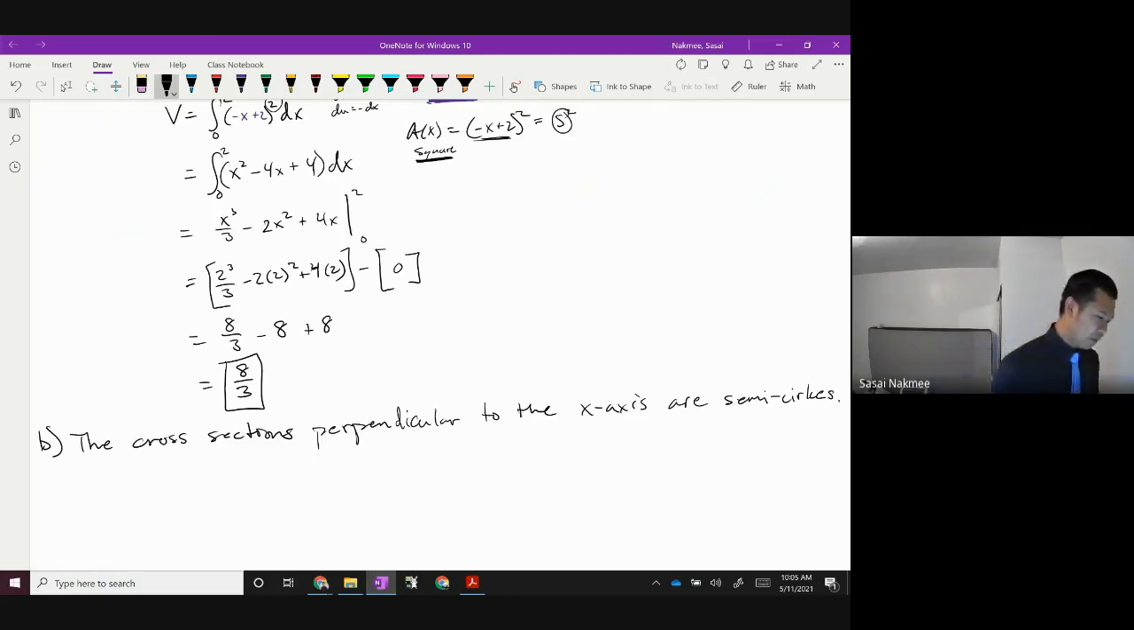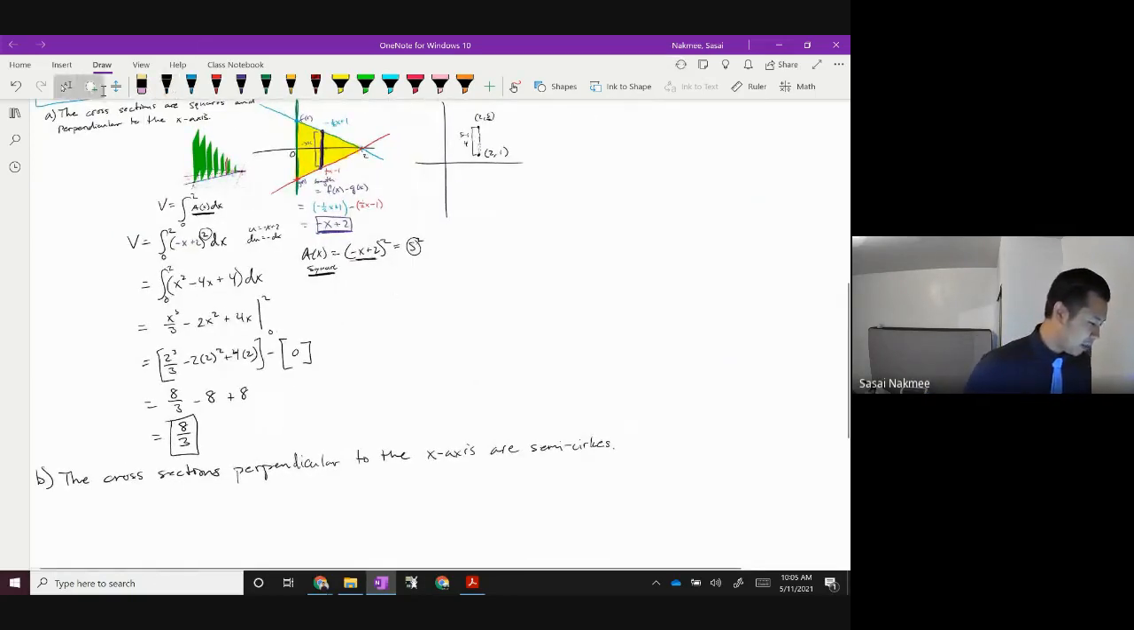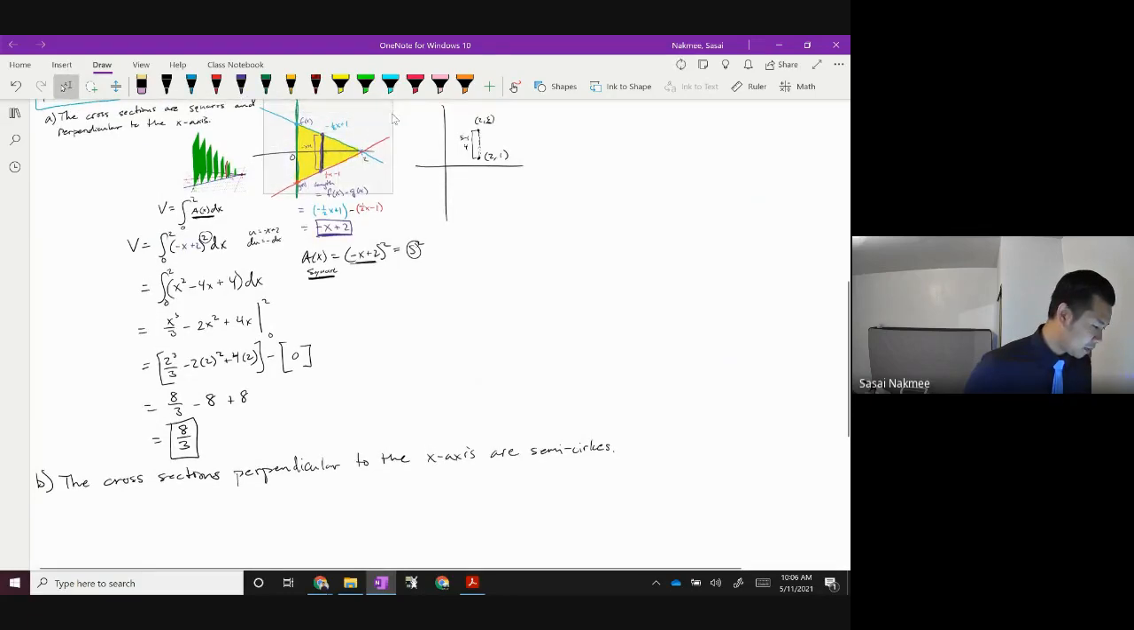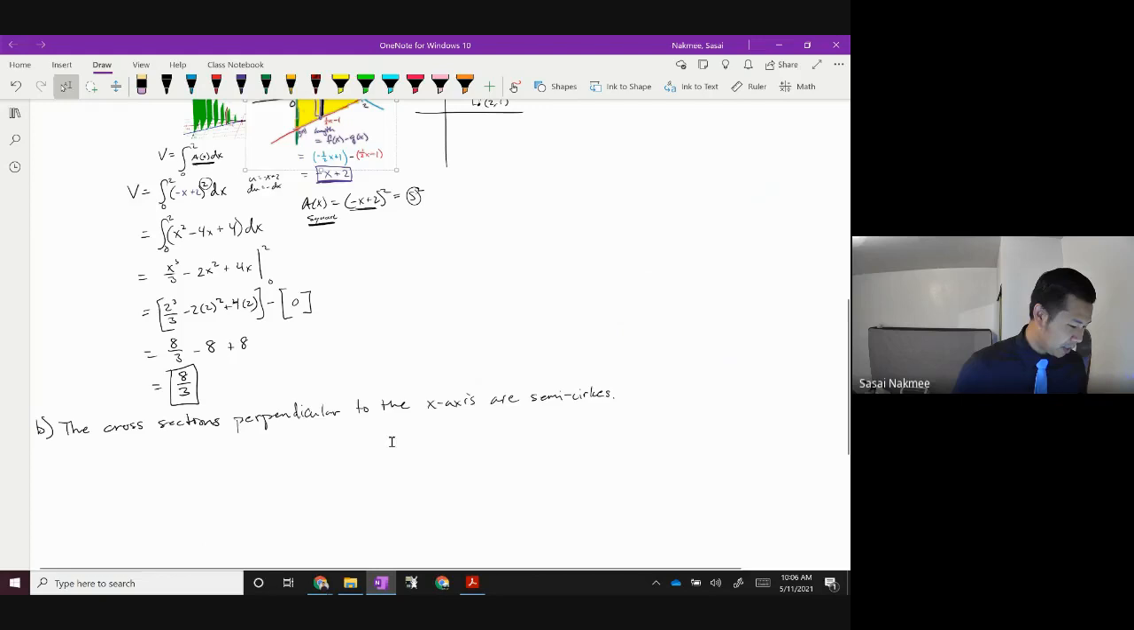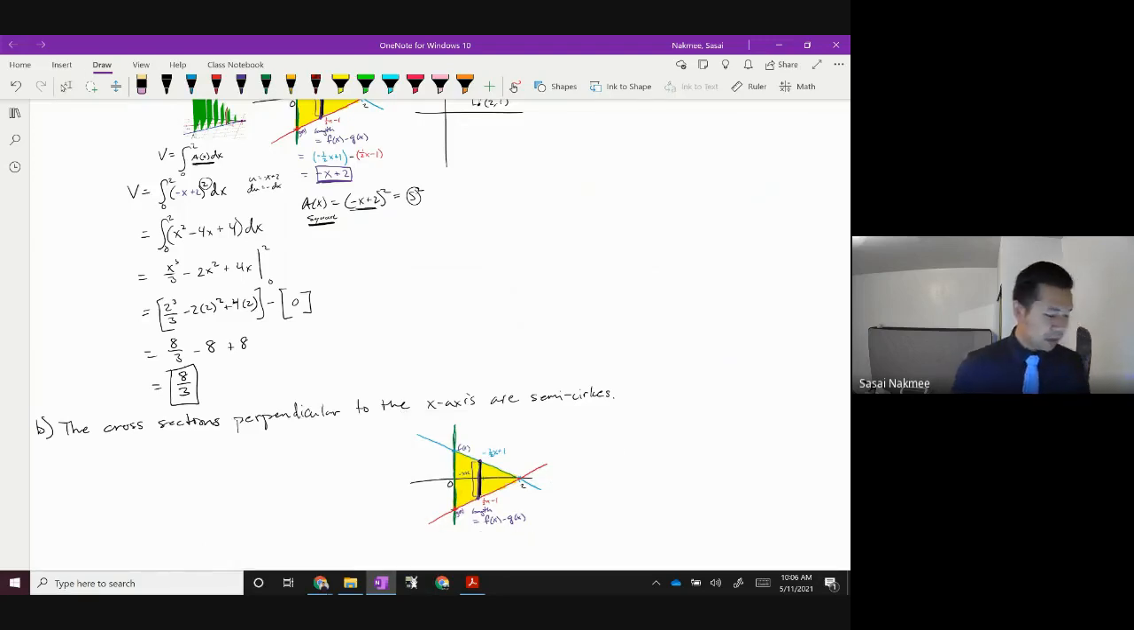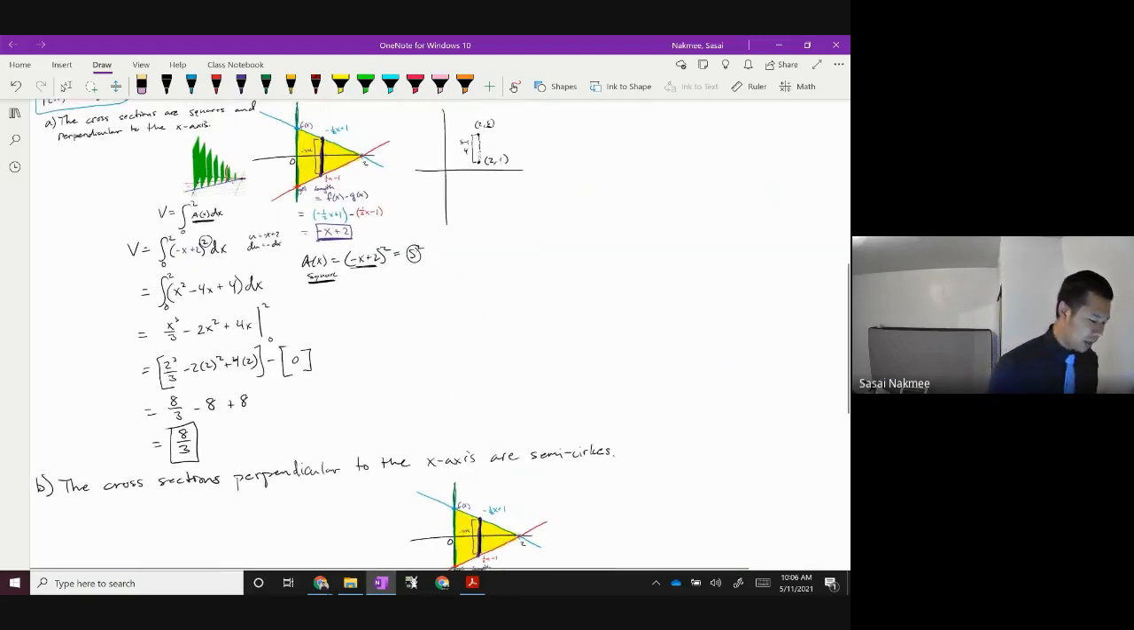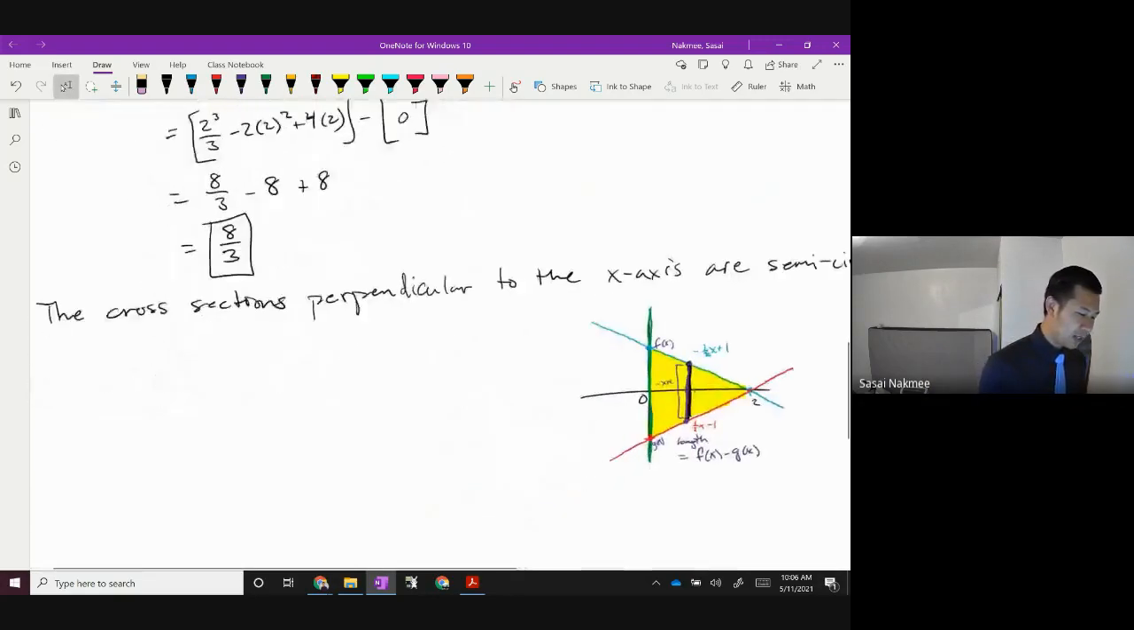So same scenario, right? Same thing up here. Let me see if I can copy this. Let's get that black line right there. There we go. I'm going to copy this and put this down here so we can reuse it. Okay. Now, instead of them being squares, let's say that the cross sections now are going to be semicircles.